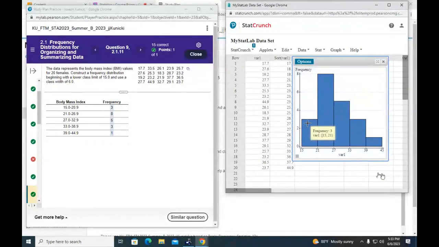So I got to do this over here. 3, 8, 5, 3, 1. I just hold the cursor in the rectangle and it tells me the frequency. See it?